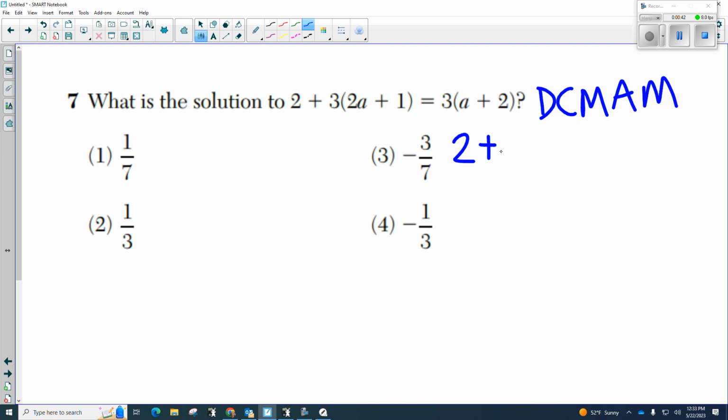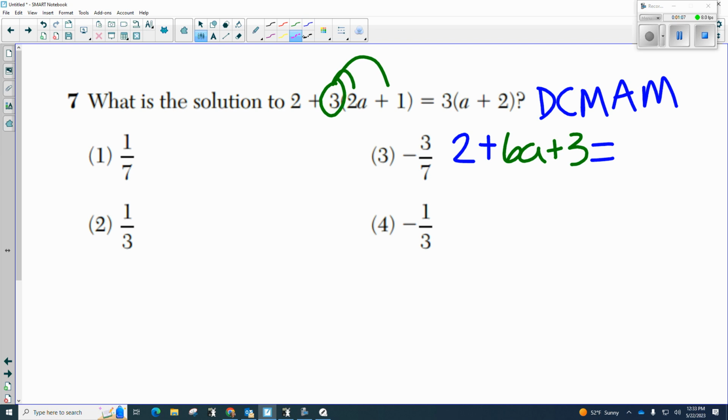So the 2 plus just has to come down because it's not directly in front of the parentheses like the 3 is. And it's a positive 3, so that's kind of why I didn't circle that plus, but 3 gets distributed to the 2a. 3 times 2a is 6a. And 3 times 1 is 3. All right, so we distributed there.